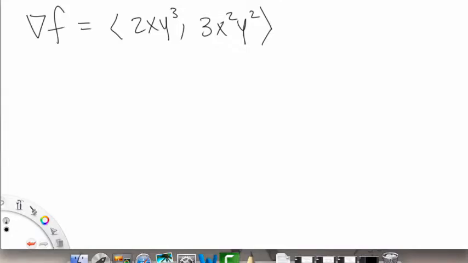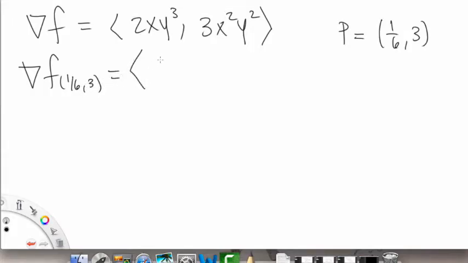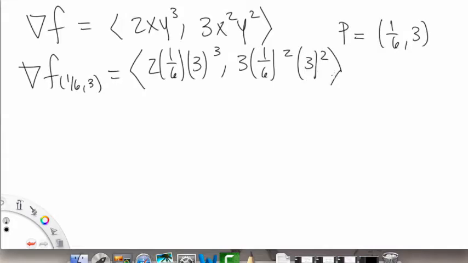So we have that the gradient of f is equal to 2xy to the third, and then 3x squared y squared. If we're evaluating this at point P, remember our point P was 1 over 6 and 3. So we plug in a 1 over 6 for every x we see, and a 3 for every y we see. So 3 times 1 over 6 squared times 3 squared. Lots of 3's and 6's and even a 2 in there.